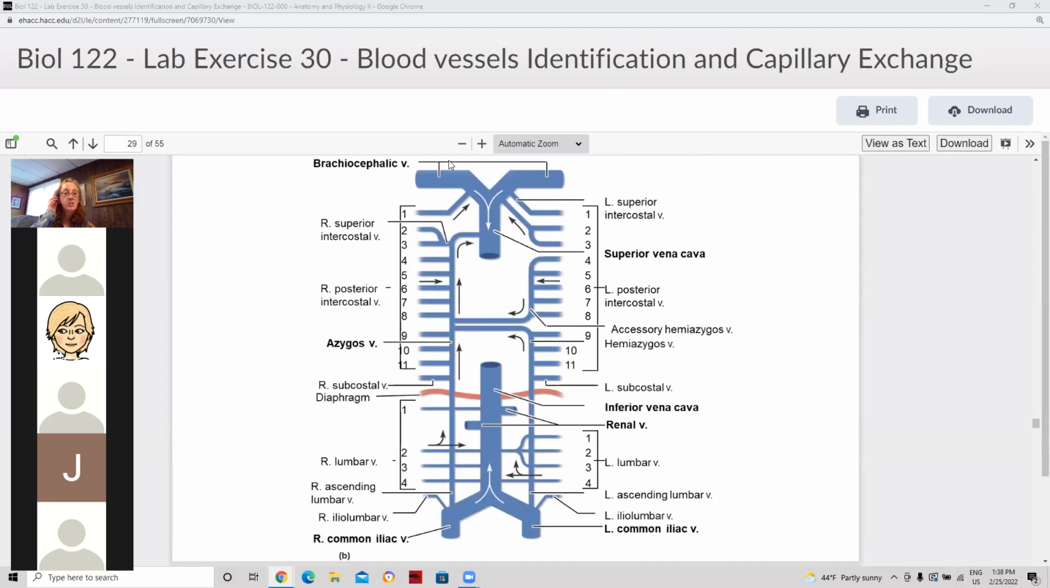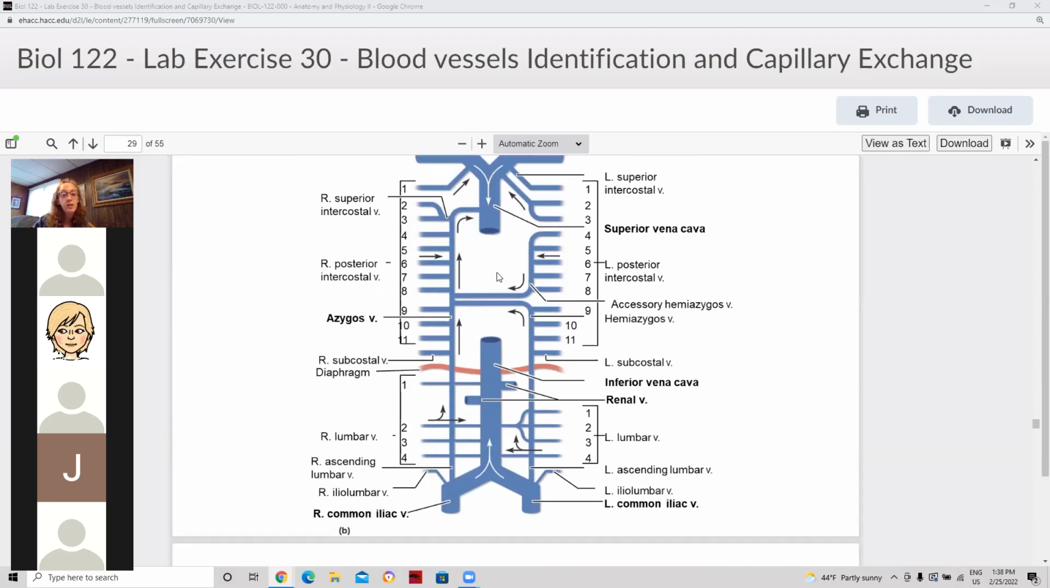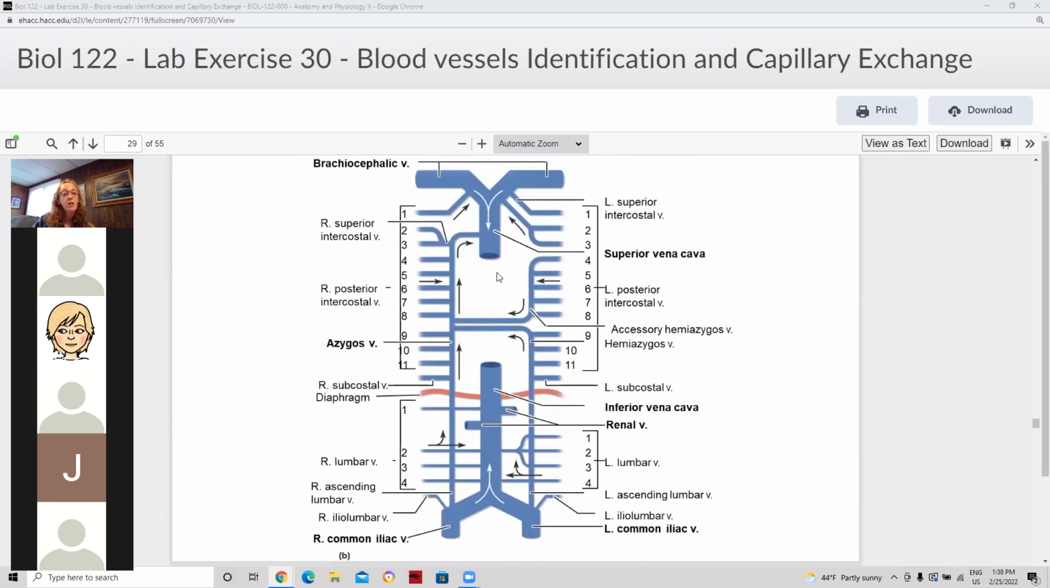General chest drainage of the veins diagram. So the heart would be, the azygos vein, the hemiazygos, accessory hemiazygos, hemiazygos.